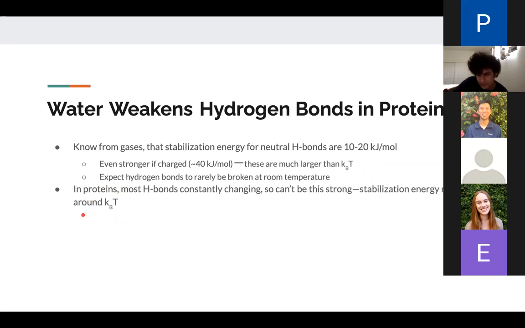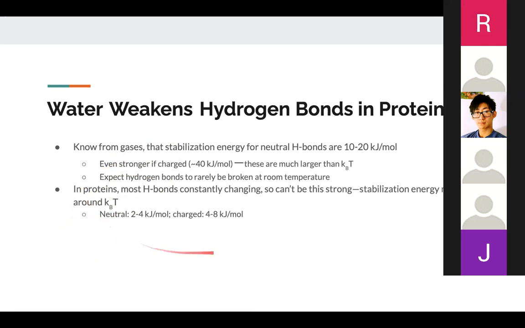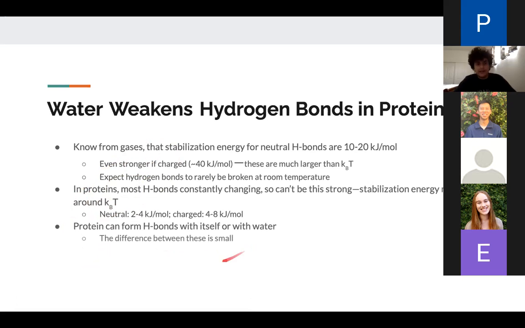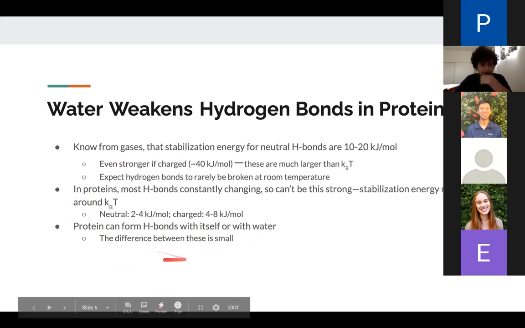But if we study proteins, which are in aqueous solution, we find that most of these hydrogen bonds are constantly shifting. They're shifting from being bonded within the protein to bonding with water in the solution. In order for hydrogen bonds to be breaking that fast, they can't be that strong. That energy must be around thermal energy, around kBT. So a lot weaker than if we were just studying this in a vacuum. Proteins can form H bonds with themselves or with water. That's very important, and the difference between these is very small. So there is some stabilization energy, but really not that much.